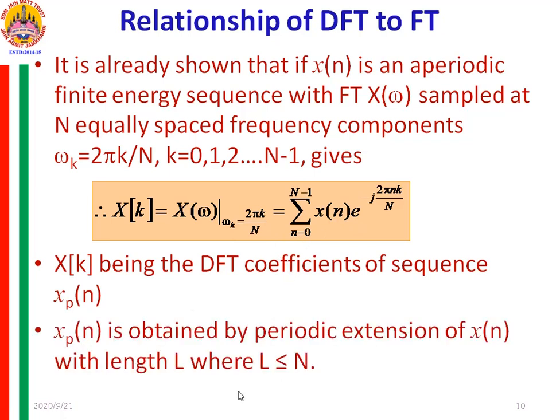Xp of n is obtained by periodic extension of x of n. If the length of x of n is L, then we extend it up to N by padding zeros from L to N and then periodically repeating it for every interval of N.